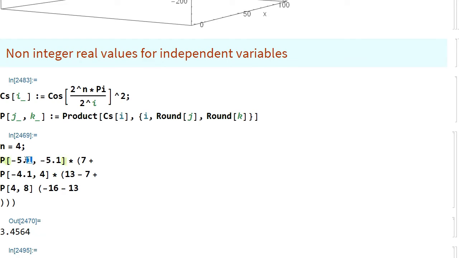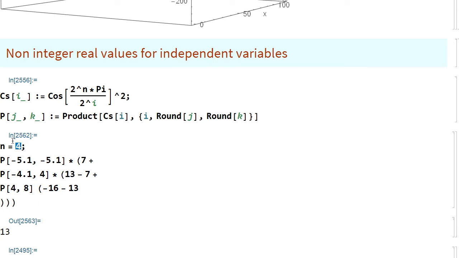I changed it from 5 to 5.1. If we evaluate this at negative 5.1, then it doesn't give us the correct value. We're supposed to be getting 7, and then the next value, which should be at 4, that might give us the right value, but it probably won't. Well, it does. Okay, just magically it does.